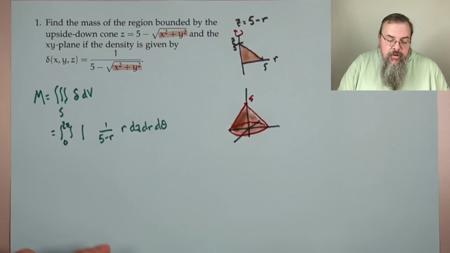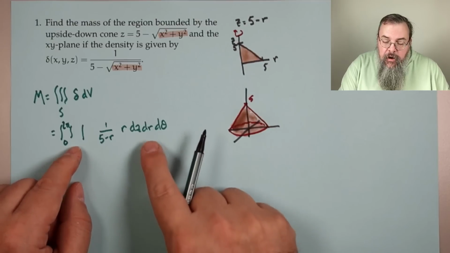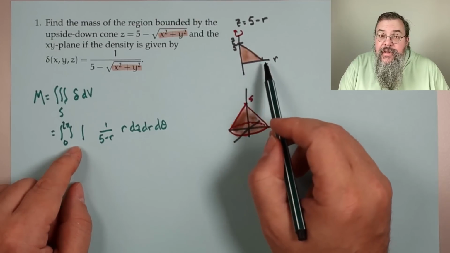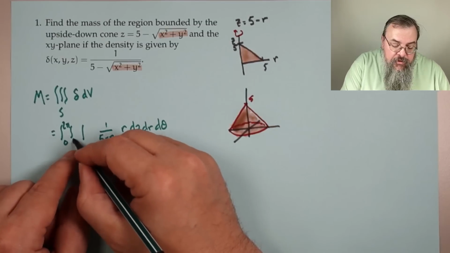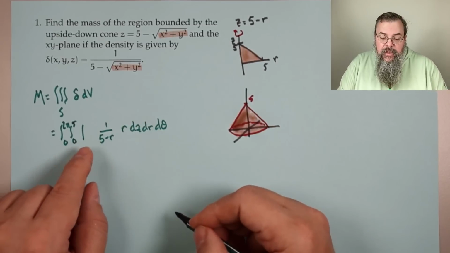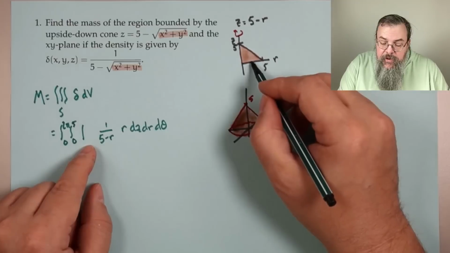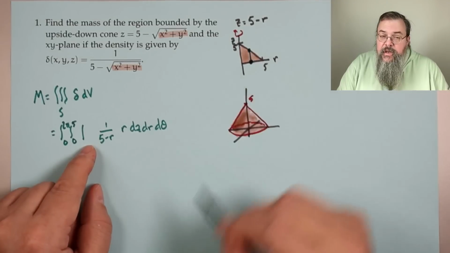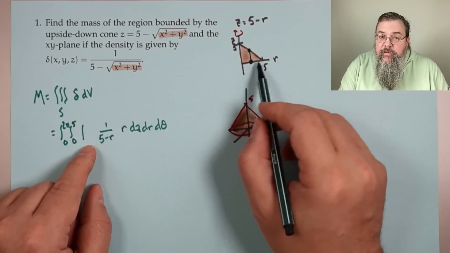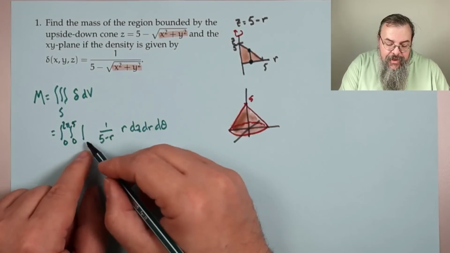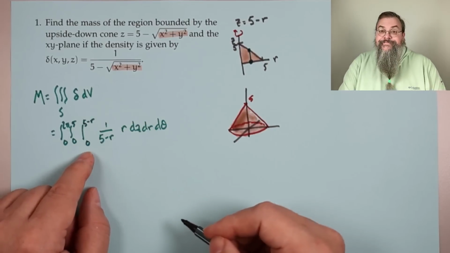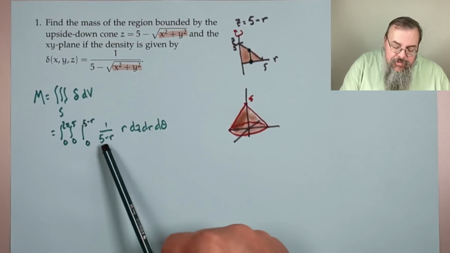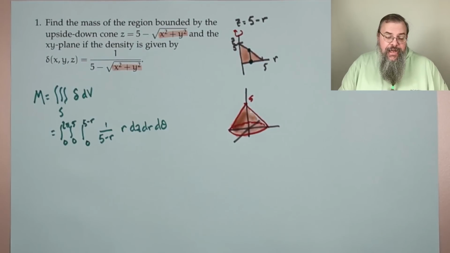Well, what's true about r? Look in the RZ plane. Where do we go? r equals 0 to 5. Okay, now what's true about z? If you go to any point, we go in between those two. That's the xy plane down here, z equals 0, and we go all the way up to z equals 5 minus r. Good. Now, this is making us a little nervous, but that's okay. Let's go ahead and just follow the integral.